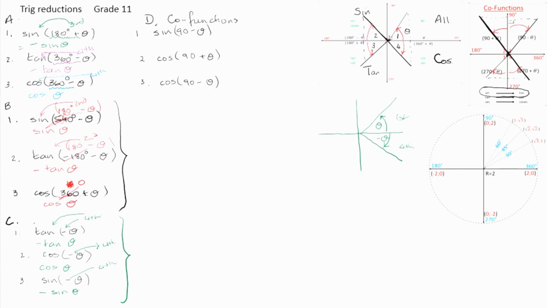90 minus is in the first quadrant. In the first quadrant, sine is positive and changes to cos. So there are two things you have to look at. You have to look at what quadrant you're in, and if you are using 90 minuses and 90 pluses, then you must take the original's quadrant. Right, what I mean by that is, let's look at the next one.